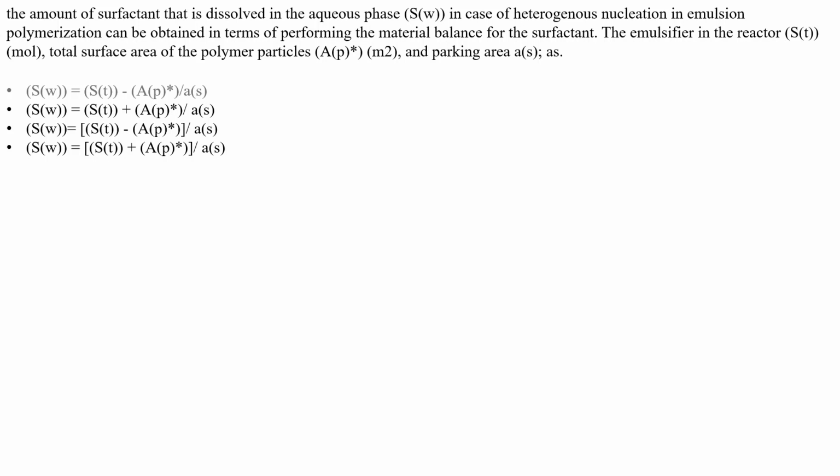And then this question is pretty straightforward, a direct question. The first formula itself will give you the answer. What happens to the surfactant dissolved in the aqueous phase, and how is it related to the emulsifier inside the reactor and the total surface area of the polymer particles, AP? The first equation is the answer, because it's a direct question describing the relationship.